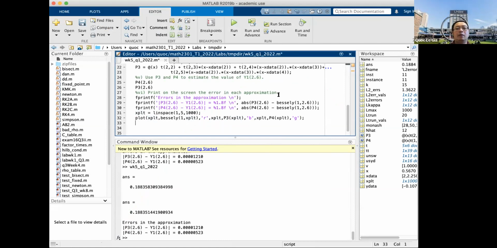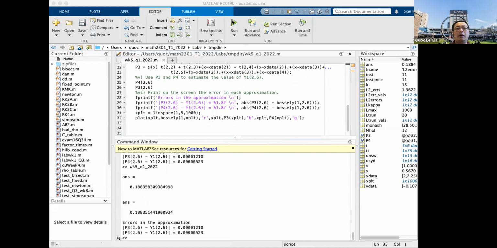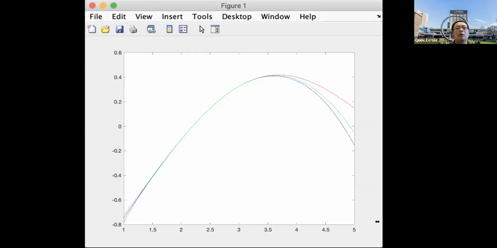So remember the red is the exact one. Okay, and now let me share my plot. So you see that the red one is the exact one, and the blue one is P3, and the green one is P4. So the P4 is slightly better than P3, especially when x is bigger than four, right? In the region from two to three, the three curves are identical, so it's very hard to see. But after say four, you will see that P4 is slightly better than P3, okay? So that is question number one.